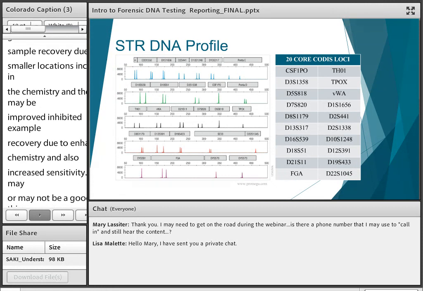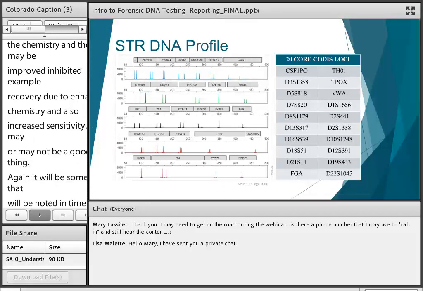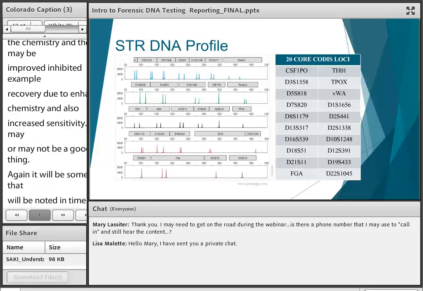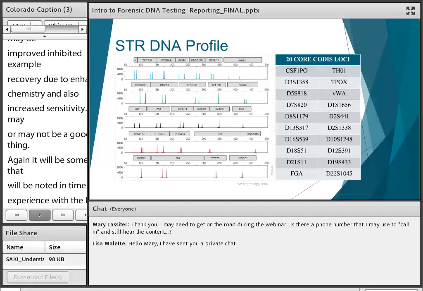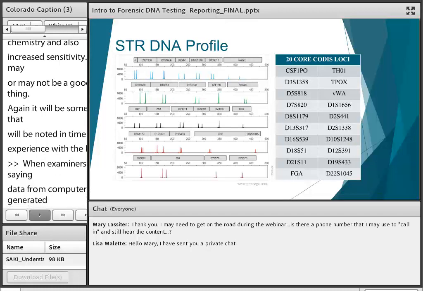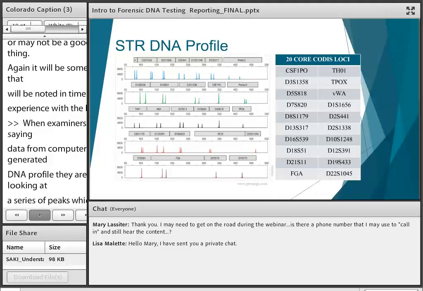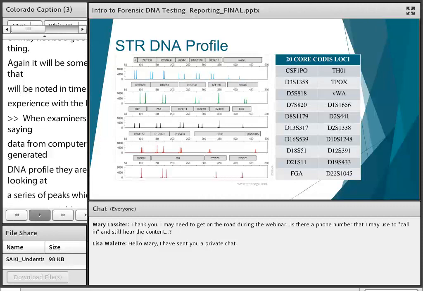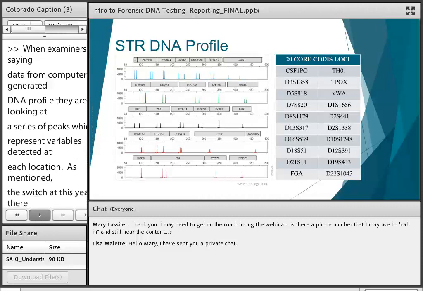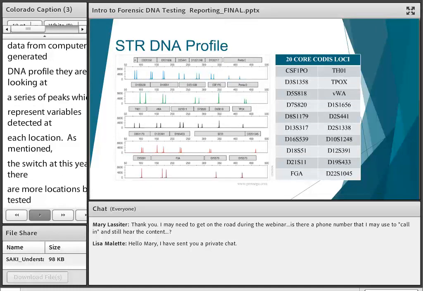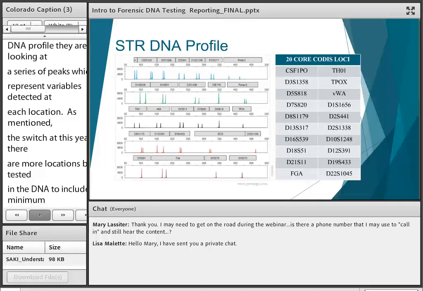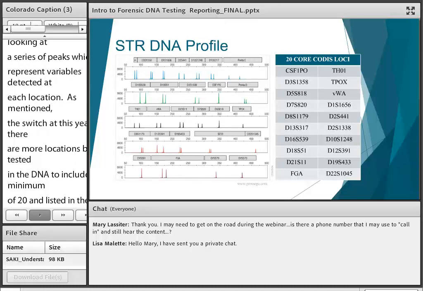When examiners are seeing the data from the computer-generated DNA profile, they are really looking at a series of peaks which represent the variables detected at each DNA location. As mentioned, there are more locations being tested in the DNA, to include a minimum of 20. Listed in the table here are the 20 core CODIS loci that are now a requirement for upload into the national database.